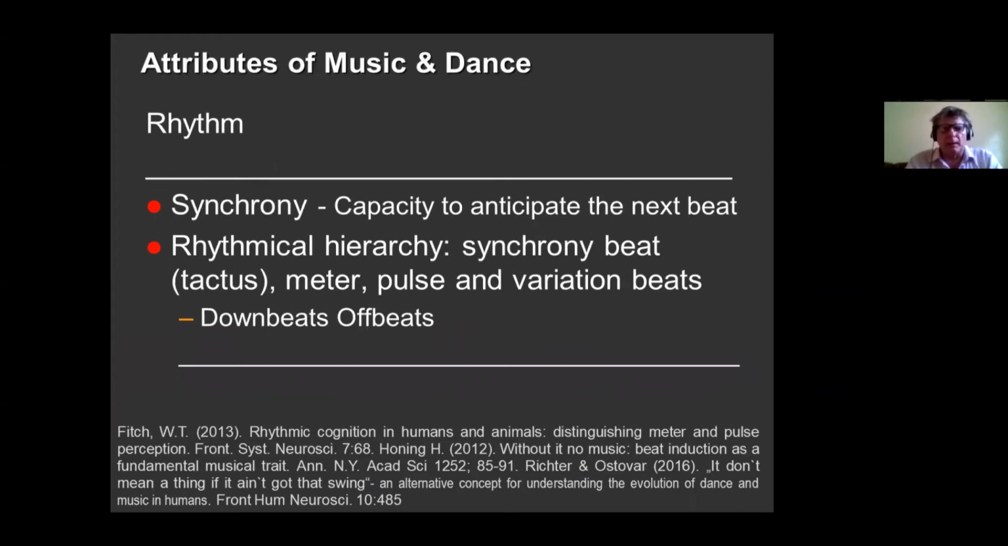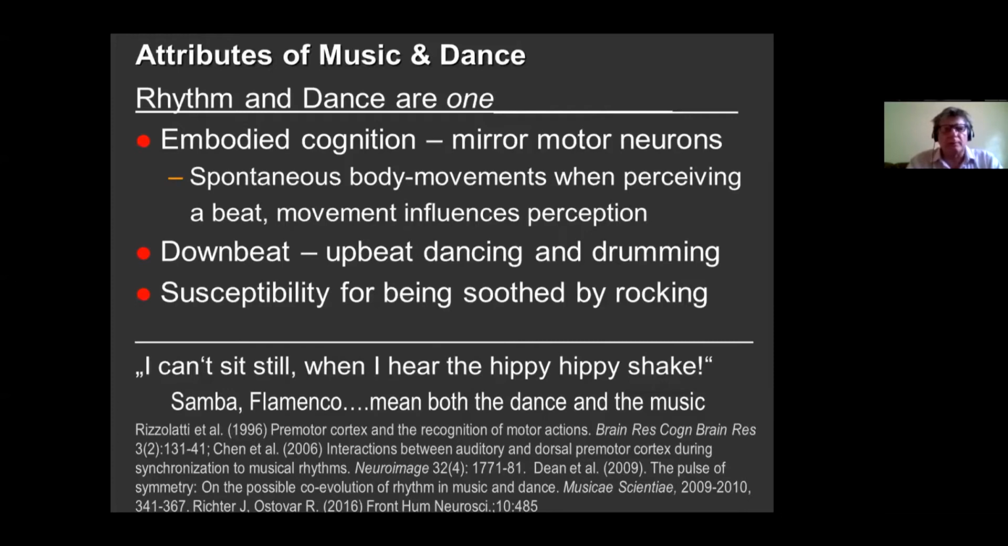So what are the other attributes of rhythm? It's not only synchrony, but so-called rhythmical hierarchy. For example, you can have the same synchronous beat, but you can have it as a meter of 3/4 or 4/4, and so on. So there are many more possibilities of variation, and you can have the offbeats and the downbeats, and this applies, interestingly, to both music and dance. And for us, rhythm and dance are two sides of the same coin.